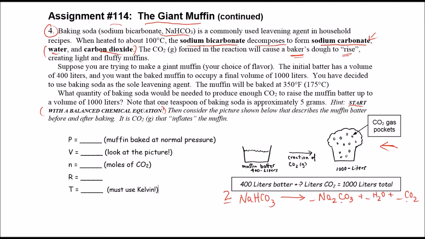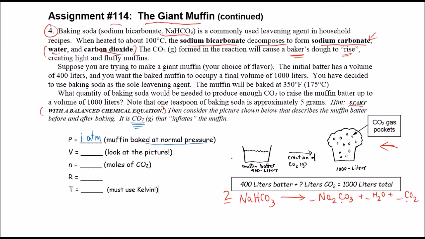Now we can do a little bit with this ideal gas law here. Okay, ideal gas law has these 5 letters. Pressure. Do we know what pressure this is? Well, it says baked at normal pressure. So unless you're at high altitude, the pressure in your oven is likely to be very close to 1 atmosphere. We're trying to calculate how much CO2 gas is needed to inflate the muffin. It says, look at the picture.